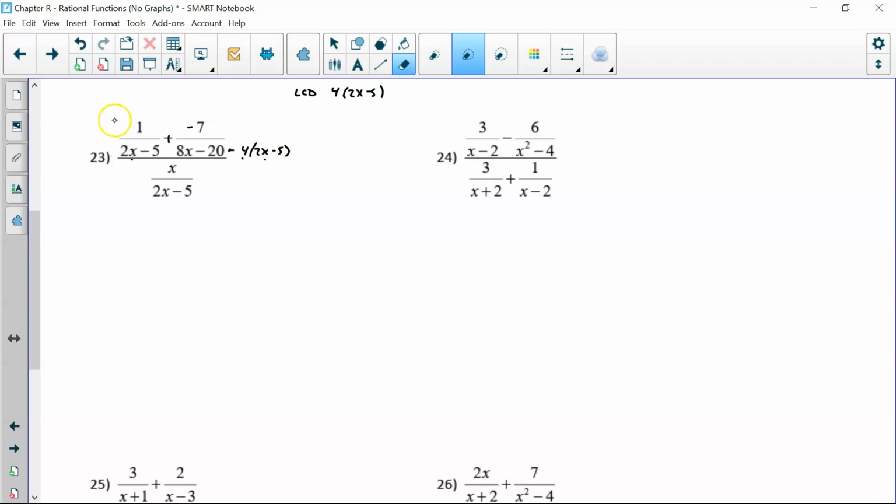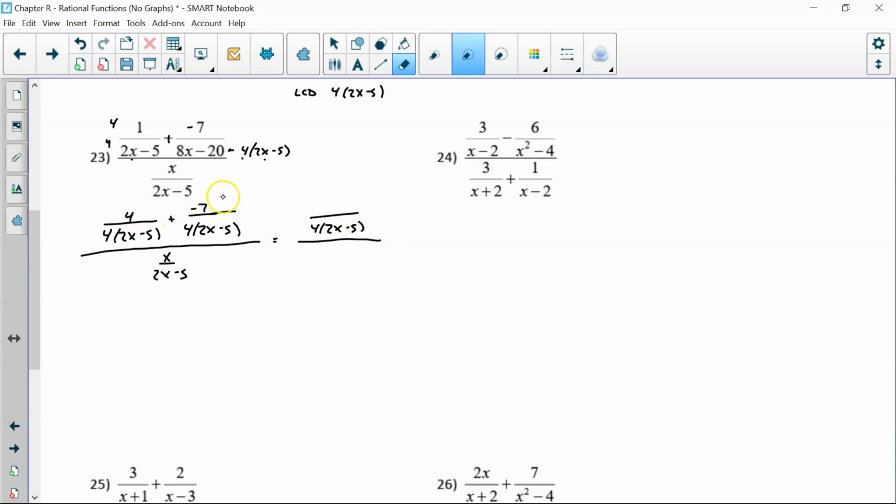So all we have to do is multiply the first fraction by 4 over 4. So we end up with 4 over 4 times the quantity of 2x minus 5 plus negative 7 over 4 times the quantity of 2x minus 5, all over our bottom half, which is x over 2x minus 5. We combine the fractions up top. Our denominator is 4, 2x minus 5. And then 4 plus negative 7 is negative 3.